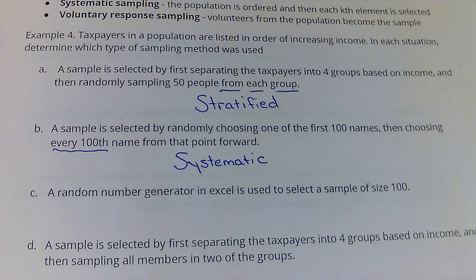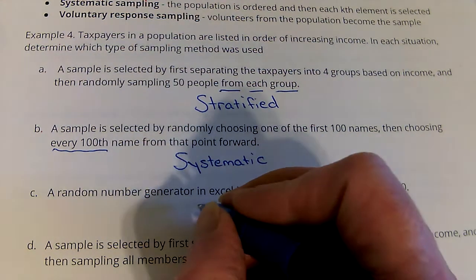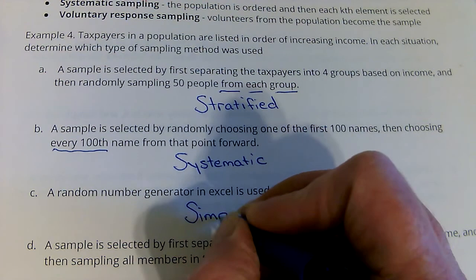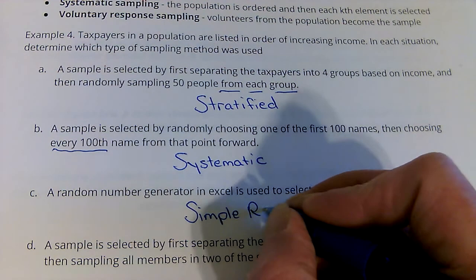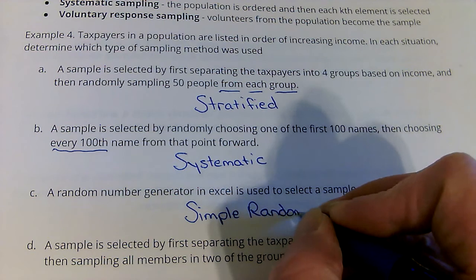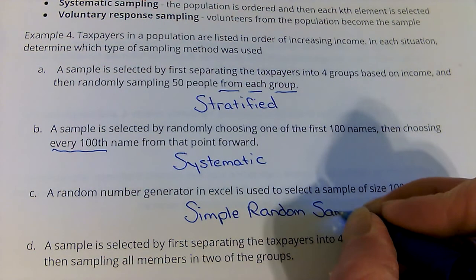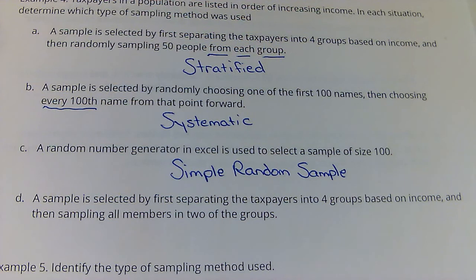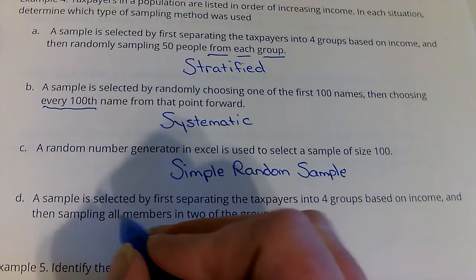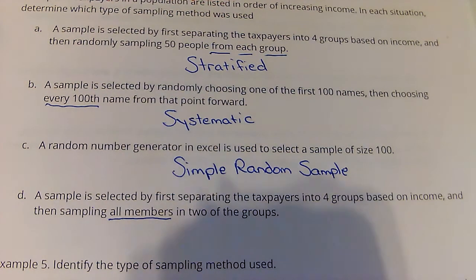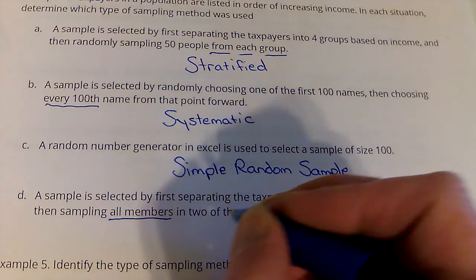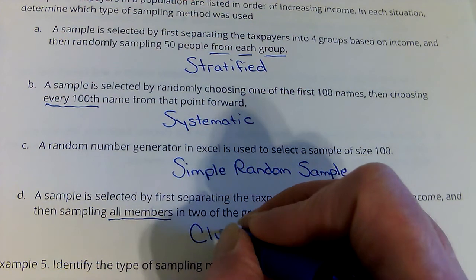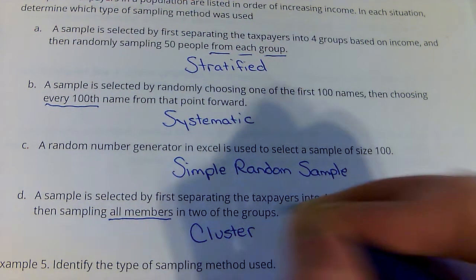A random number generator is used. That's a simple random sample. A sample is selected by first separating the taxpayers into 4 groups and then selecting all members in 2 of the groups. That's a cluster. We're selecting a whole cluster.